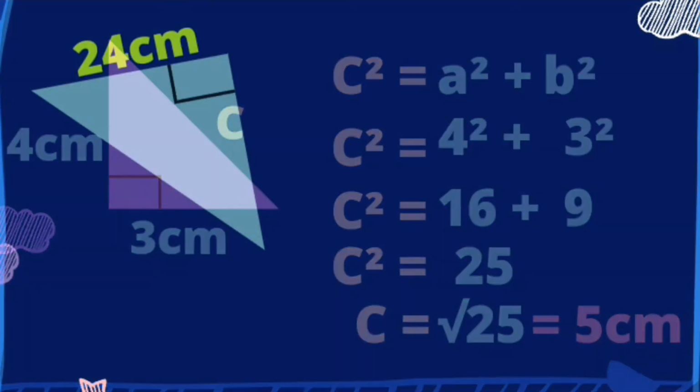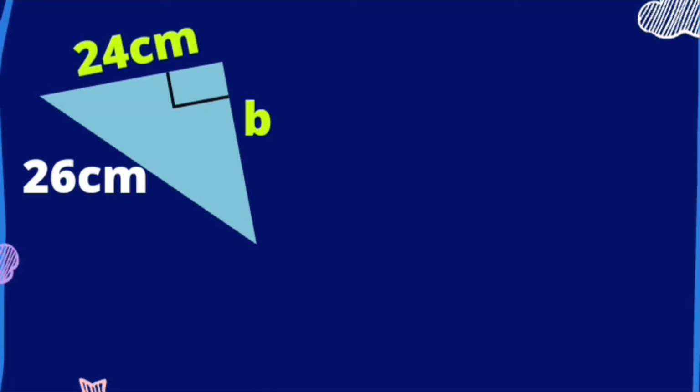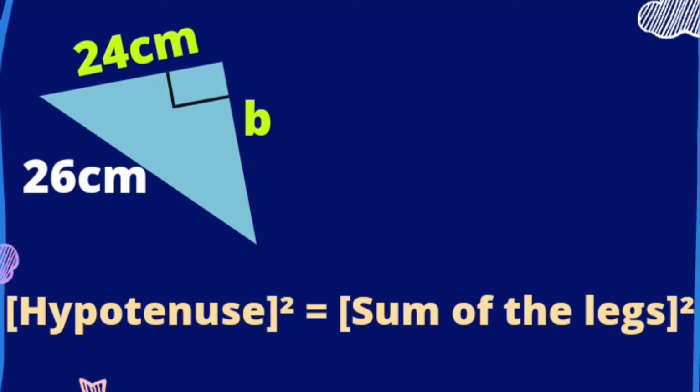Now look at this other example. If you're given a right-angled triangle with sides 24 cm and 26 cm and you're asked to find B. To solve this problem, remember we have to apply the Pythagoras theorem. And the Pythagoras theorem states that the square of the hypotenuse is equal to the sum of the squares of the legs. So can you identify the hypotenuse in this right-angled triangle?